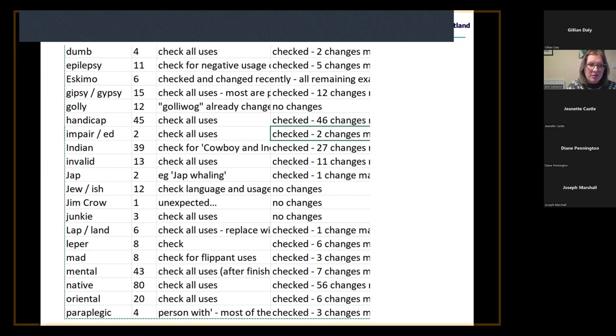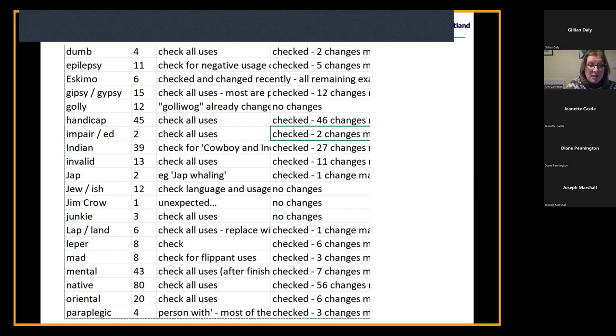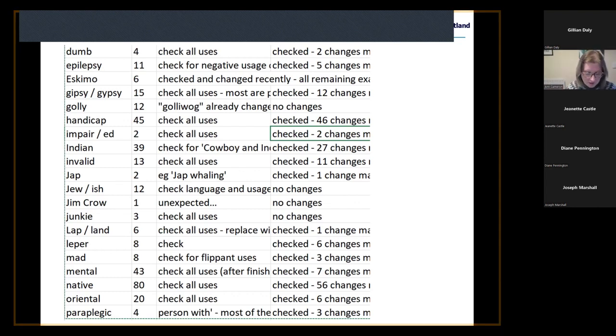And this is just our tracker of, you can see on the second column, how many we found in the catalogue, how many instances. So you can see there down the bottom, mental, 43 times we found that word. And then we checked them all and only 7 were changed. So just because we found a term didn't mean it was actually offensive. We just had to check it and look at the glossary and actually make that informed decision.